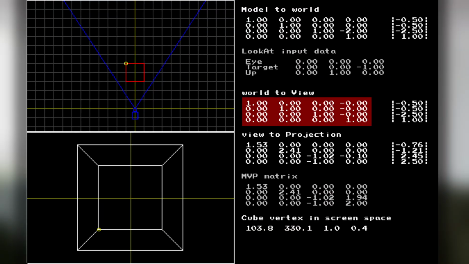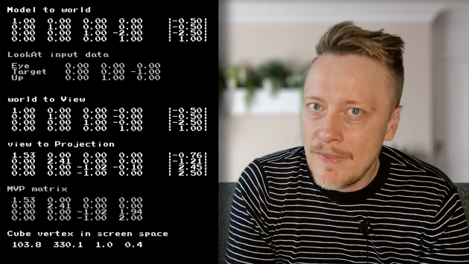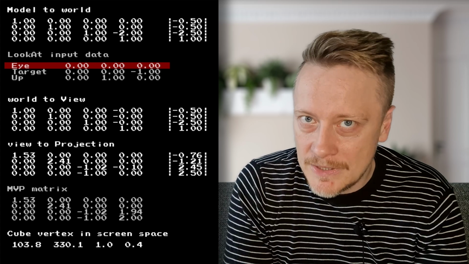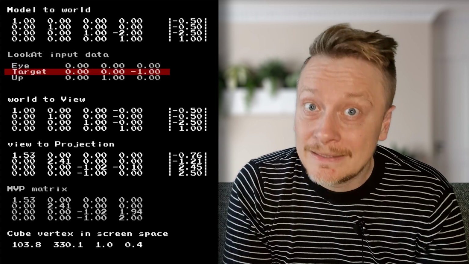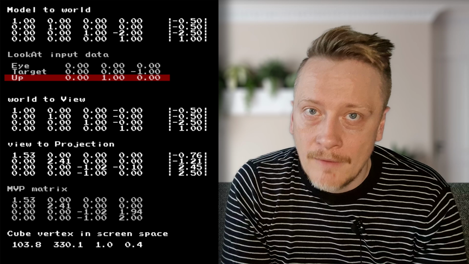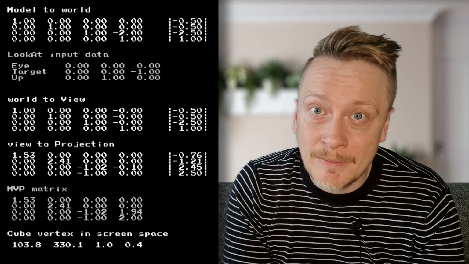Next step, world-to-view transformation. This is where the camera comes in. Everything in your world is positioned in this common coordinate system, but now we need to think about it from the camera's perspective. The view matrix transforms everything so that the camera is at the origin, looking down the negative z-axis, in my case. This is often constructed using what's called a look-at matrix. You give it 3 things: where the camera is, the eye position, where it's looking at, the target, and which way is up.